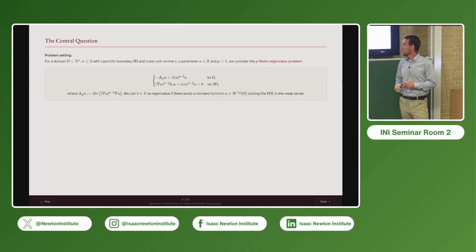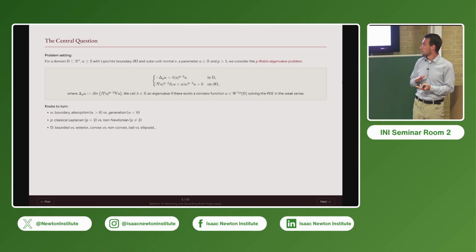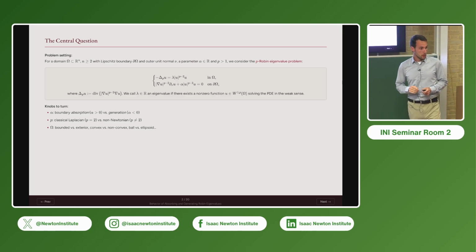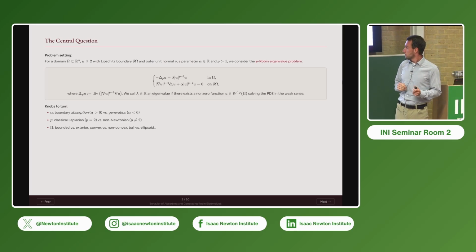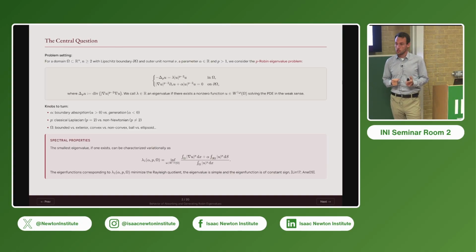And we would like to study how the eigenvalues, or the lambdas, depend on the boundary parameter alpha, how they depend on the shape, the geometry of the domain, and how they depend on p. To this end, it would be nice to have a variational characterization of the eigenvalues, and at least for the first eigenvalue, we do have such a variational characterization.